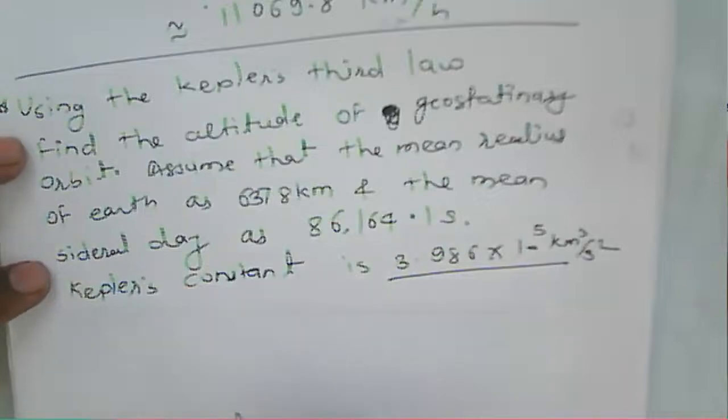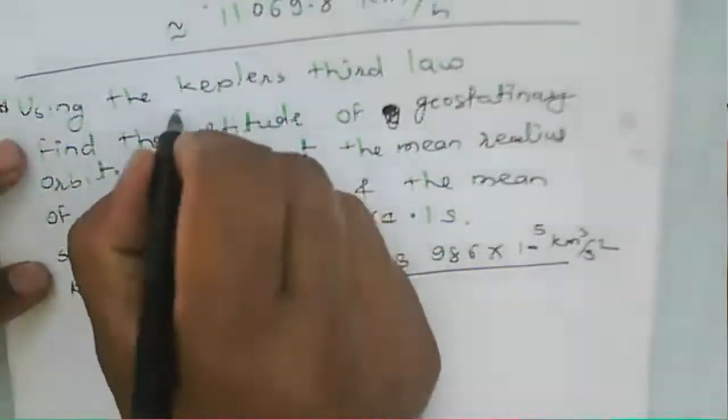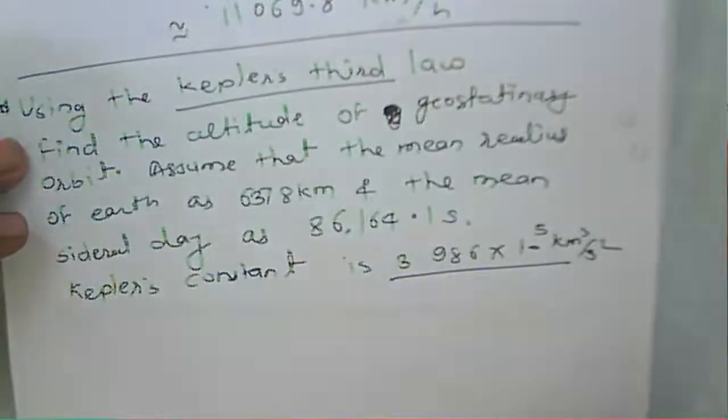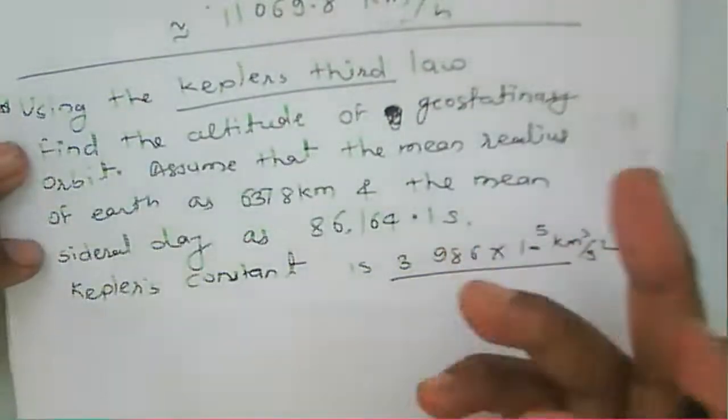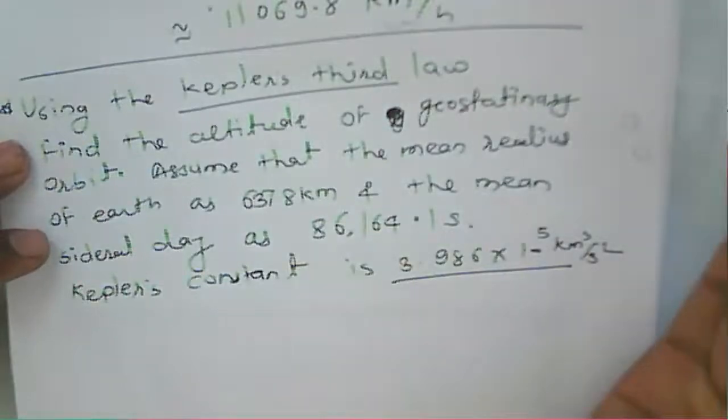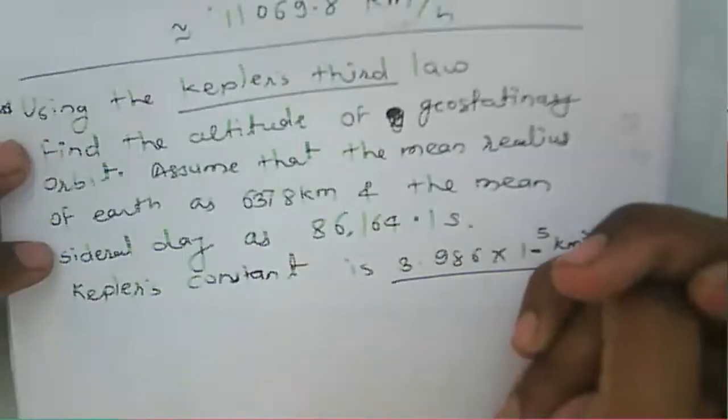Now our aim is to find the altitude using Kepler's third law. What is Kepler's third law? T square is directly proportional to r cube. That is Kepler's third law.